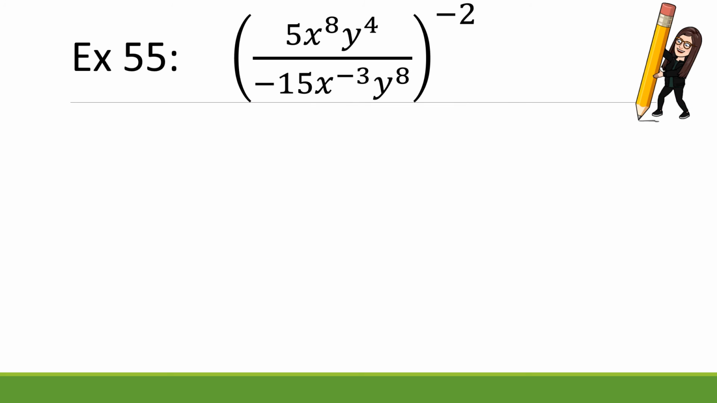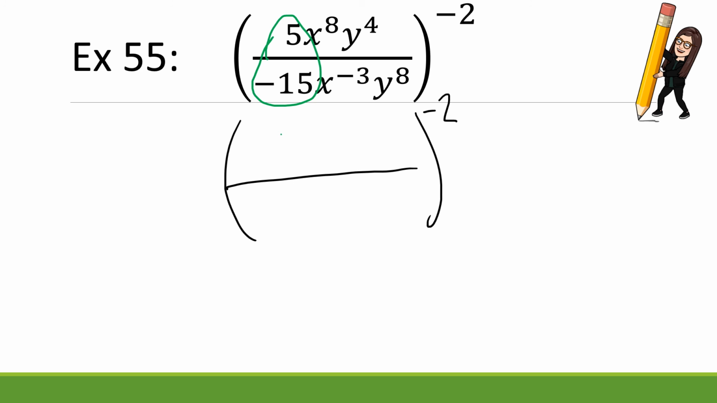This one I chose because of the integers out front. Okay, I'm going to choose, because there's a lot of like terms. Let's simplify the inside first. Let me show you what I mean. 5 over negative 15 is 1 over negative 3. Don't forget your basic rules for simplifying fractions.